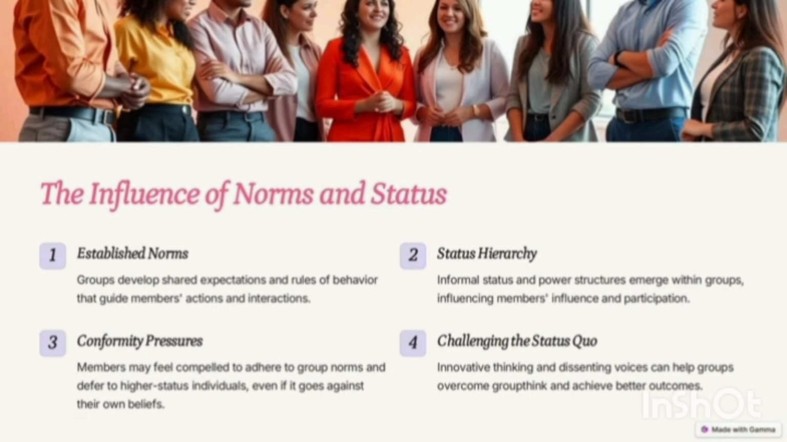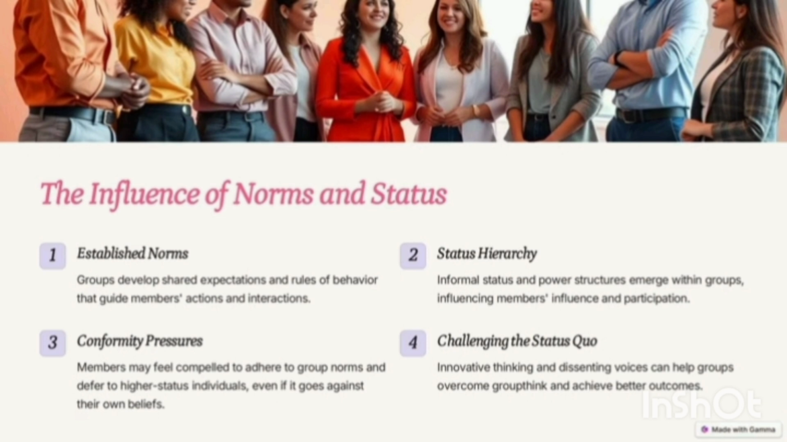Moving on, we will be talking about norms and status influence. Norms are the unspoken informal rules that guide the behavior of individuals within a group. They are not explicitly stated but are understood and followed by group members. These norms can be as simple as how people greet each other, or as complex as the group's values and beliefs. Examples of norms include social norms, cultural norms, and organizational norms.